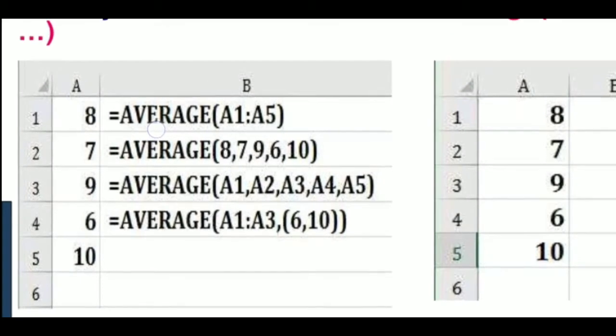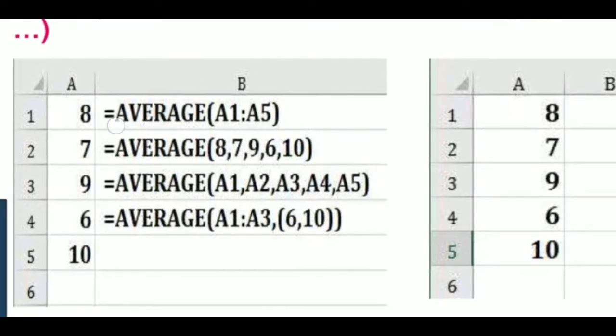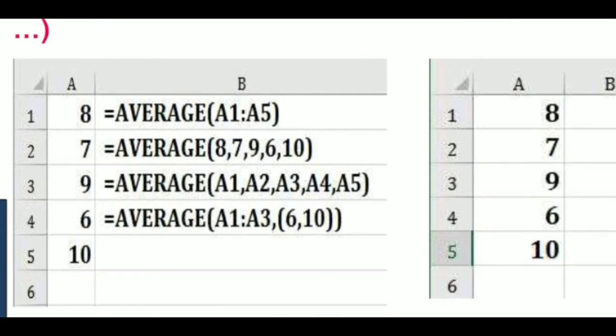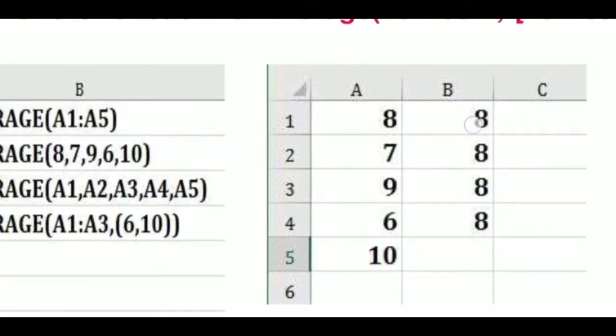Then we can write AVERAGE function like this, equal to first method AVERAGE, after that bracket start, then range from A1 to A5 we have to find average, and then press enter key. Then just by pressing enter key we will have result here. You can see 8. 8 will be the average of the given set of data.